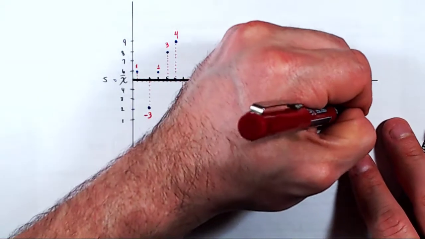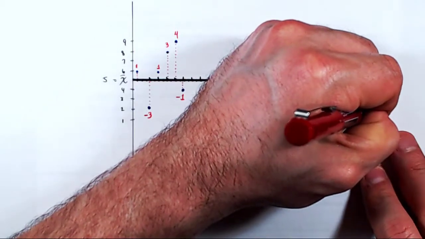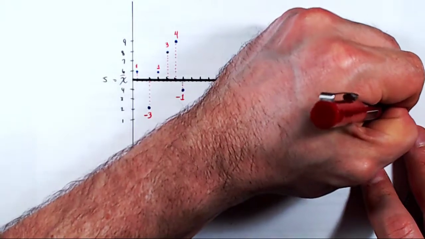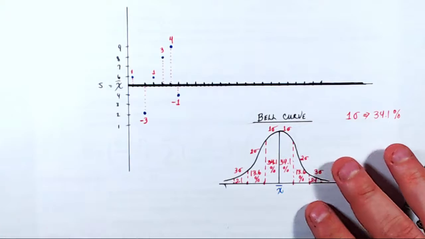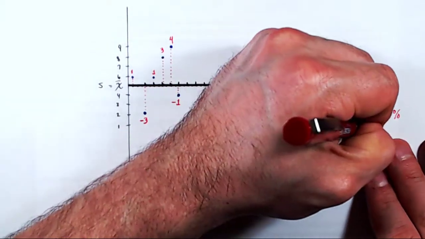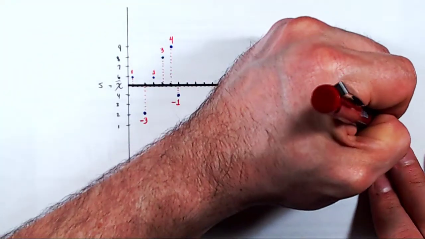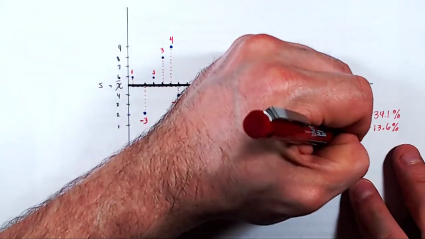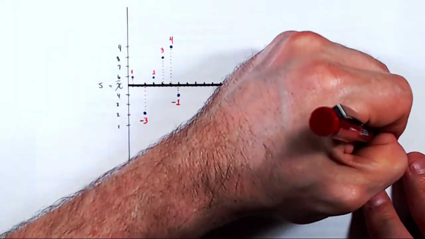So let me make a little table here. One standard deviation gives us 34.1% of the data. I'll explain what this means. The second standard deviation gives us 13.6%. The third standard deviation gives us 0.1%.